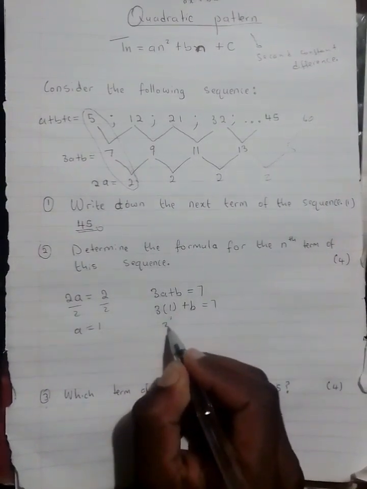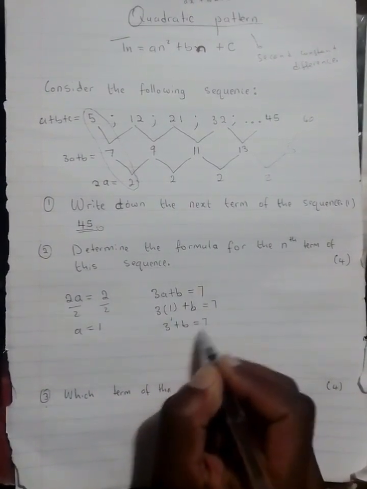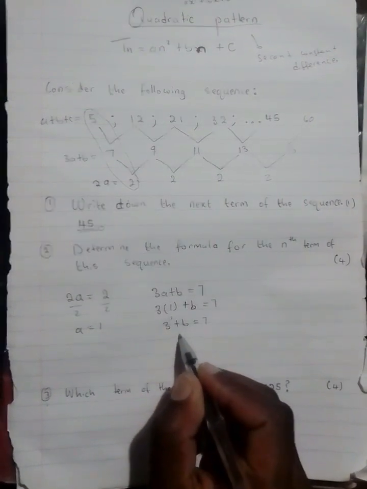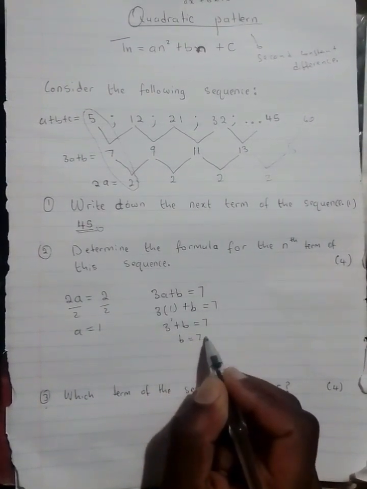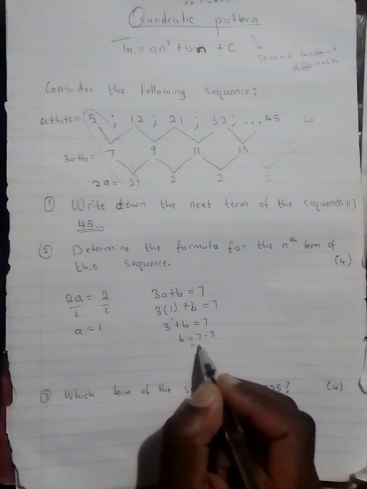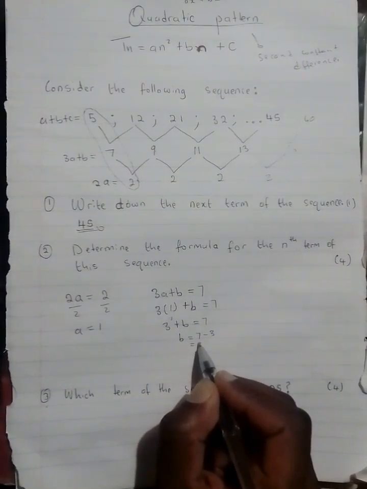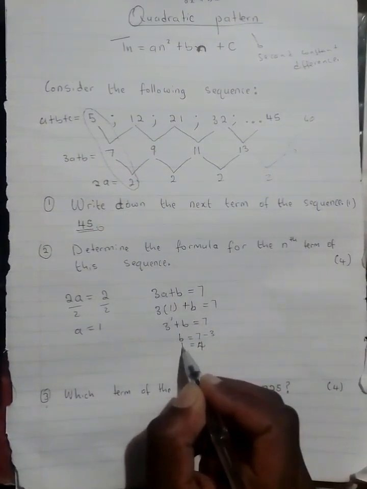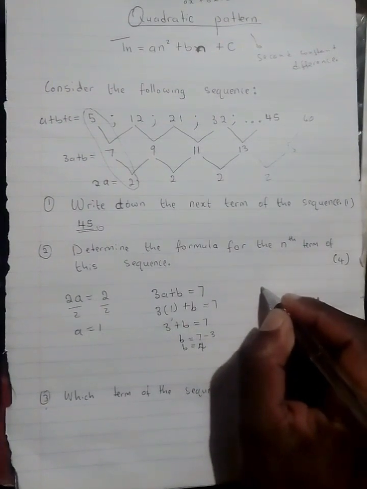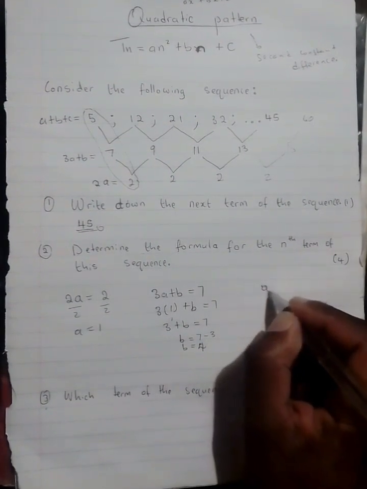3 multiplied by 1 is 3. Then we take 3 to the other side, it becomes negative. Therefore b is going to be 4. Now we got the value of a and the value of b.